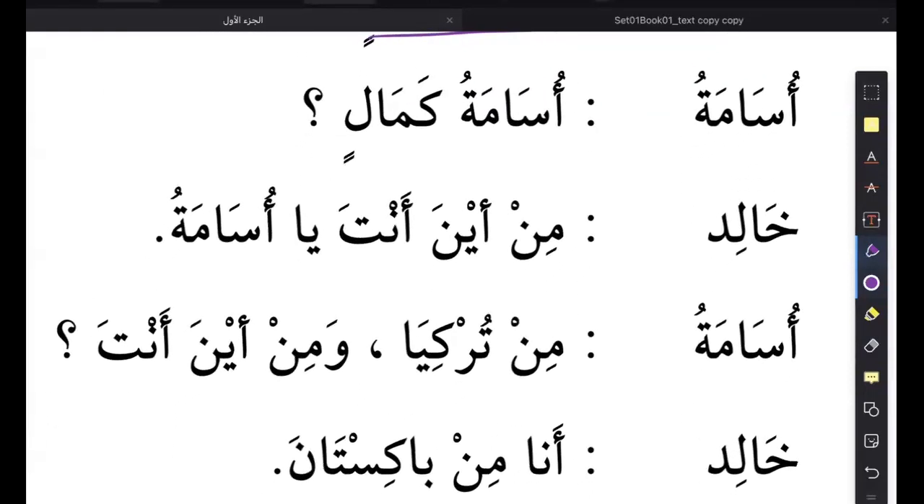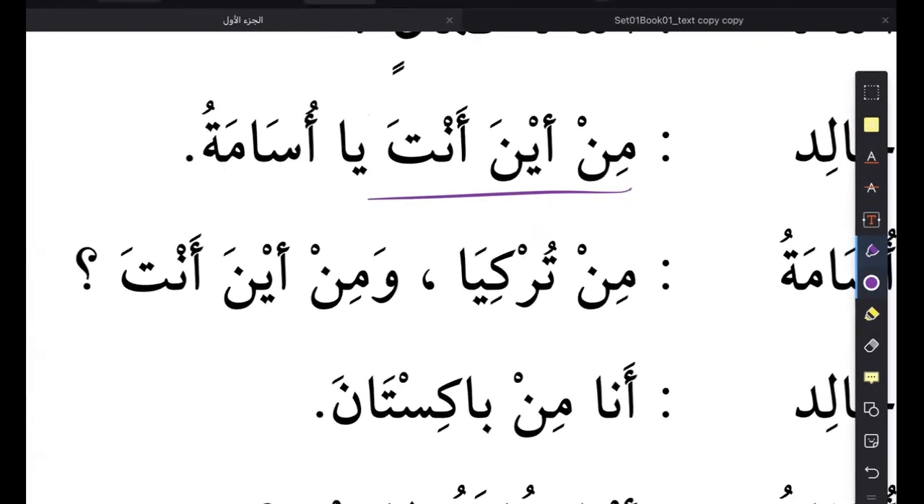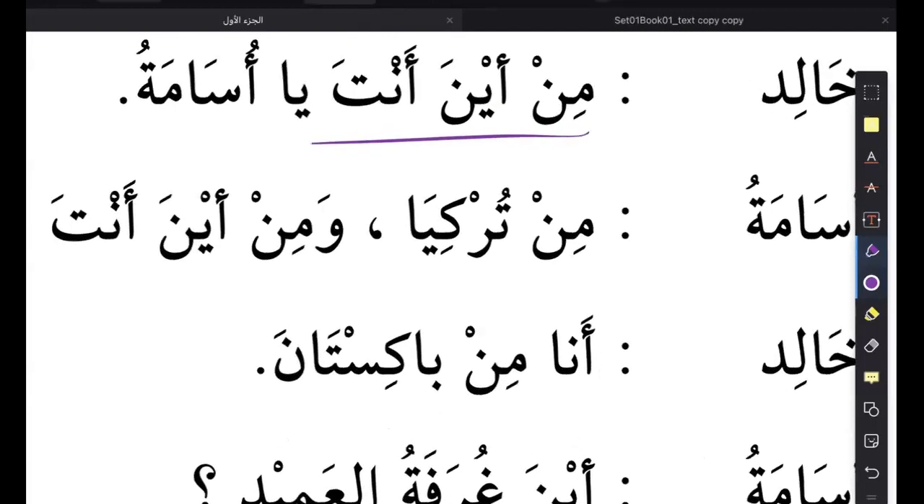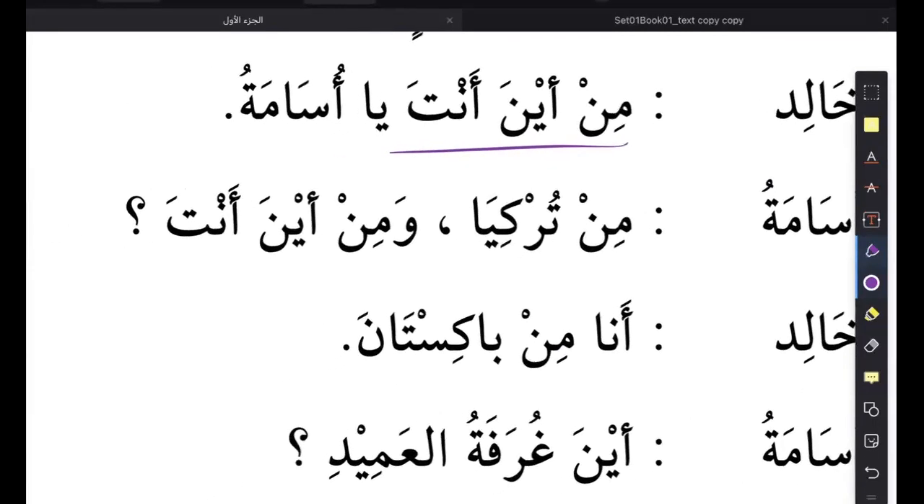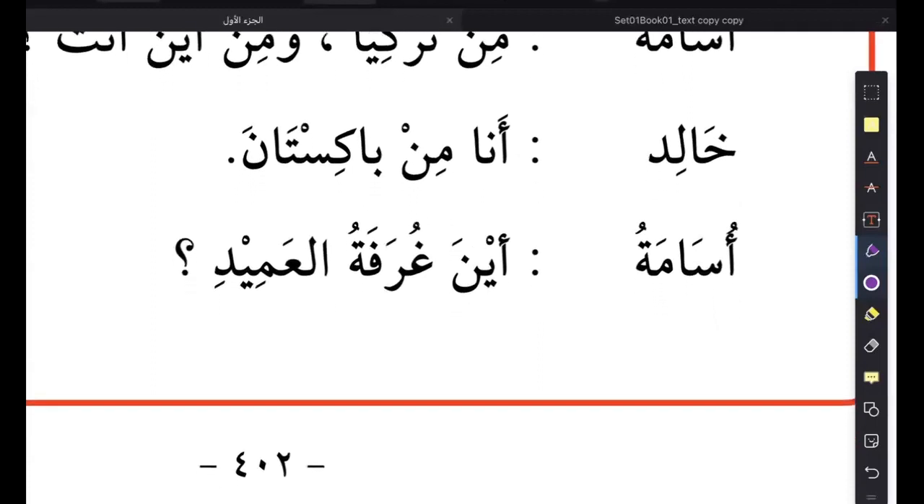Then Khalid asked, Min aina ant ya Usama? Where are you from, Osama? These are very simple things. We have seen this a lot. Okay. Osama replies in Turkey. So he's from Turkey, meaning Turkey. Wa min aina ant? And where are you from? Khalid says, Ana min Pakistan. I'm from Pakistan. Okay, Pakistan.